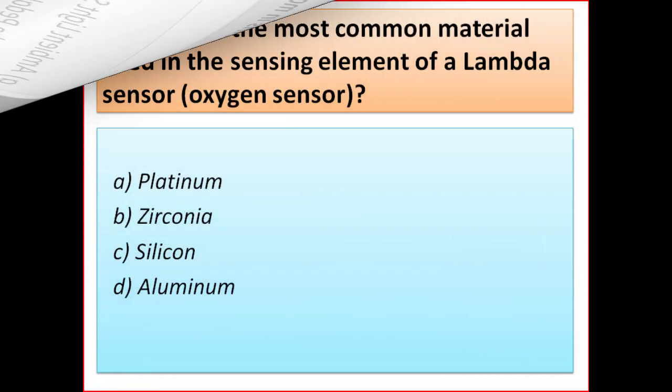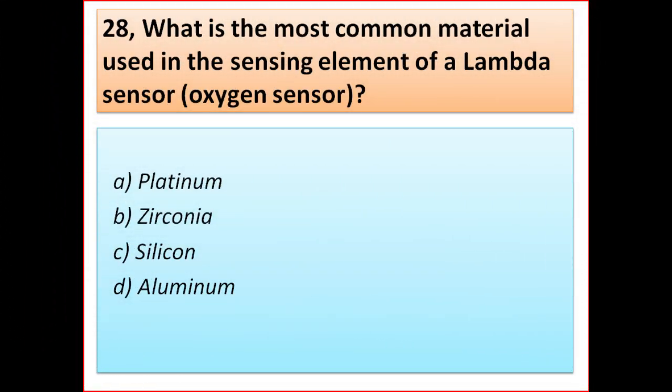28. What is the most common material used in the sensing element of a lambda sensor, oxygen sensor? A. Platinum. B. Zirconia. C. Silicon. D. Aluminum.